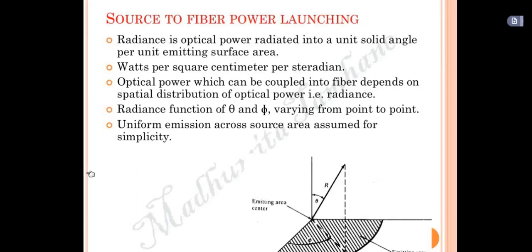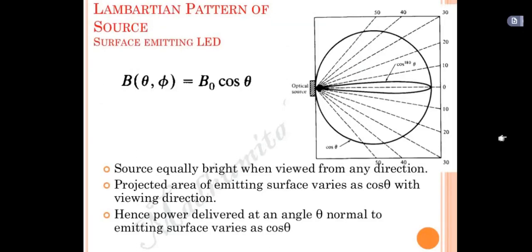In order to achieve this, we use source to fiber power launching, because this is important. Power launching means how we obtain the power for that particular laser. That is also one of the important factors for the LED that we have seen. Next is the Lambertian pattern of the source. How do we get the pattern for that particular source? What pattern can we see, students? We have two parts: one is theta, another is phi. So B of theta comma phi, how do we obtain? It is equal to B naught cos theta. What is B naught?